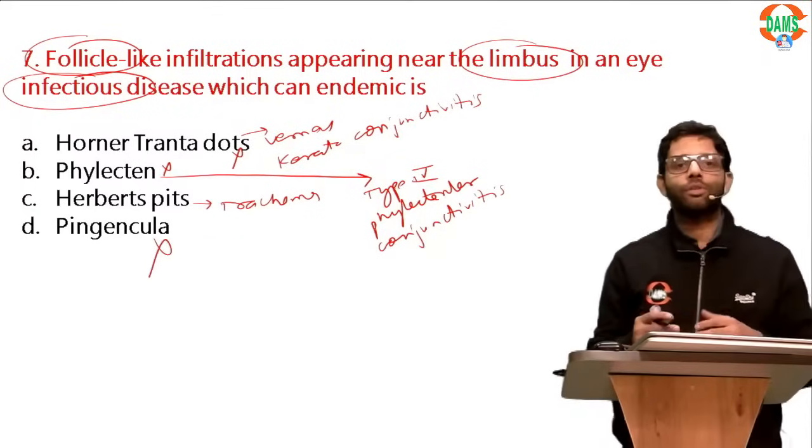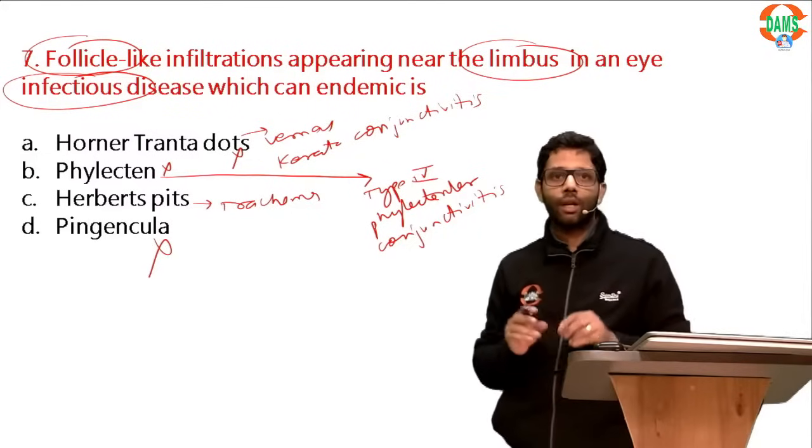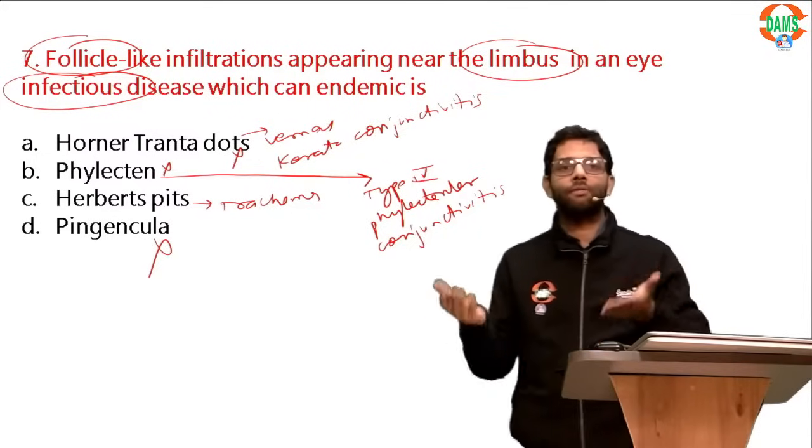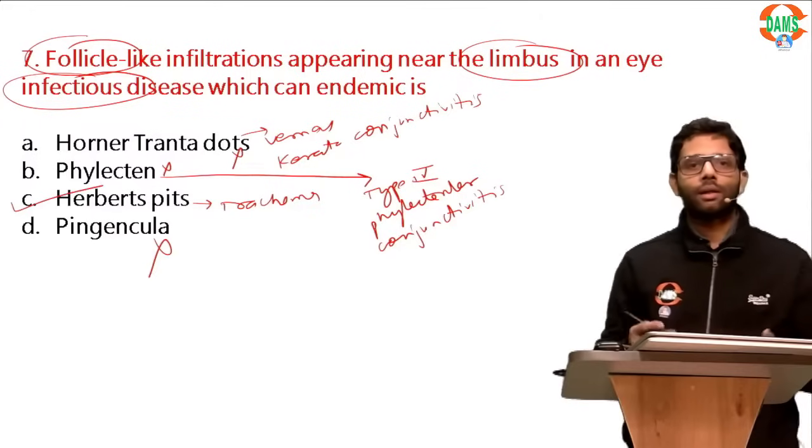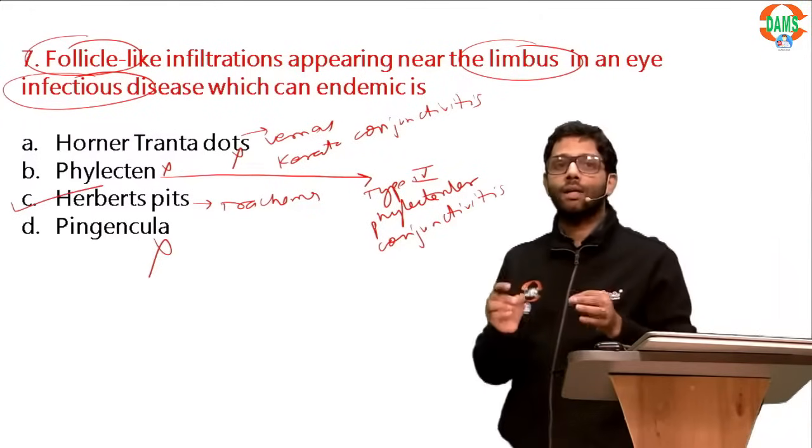Pinguecula is a fatty deposition, degeneration of the conjunctiva. Yellow color fatty deposition. That is not infection. The only infection in the question is trachoma. Trachoma is what Herbert's pits was asked to identify.